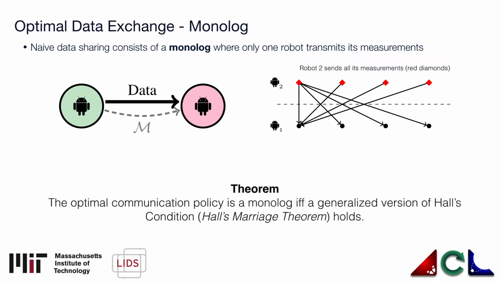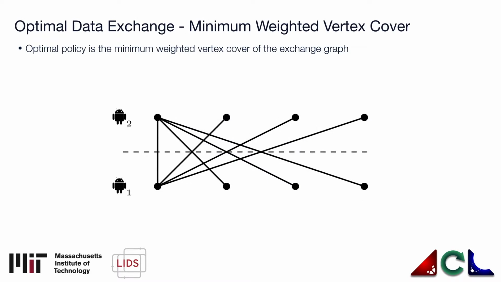While often helpful, we prove that this monologue approach is only optimal if a generalized version of Hall's condition holds. In all other cases, the optimal exchange policy is a non-trivial dialogue involving two-way communication. We demonstrate that the optimal policy can be obtained by determining the minimum weighted vertex cover of the exchange graph.